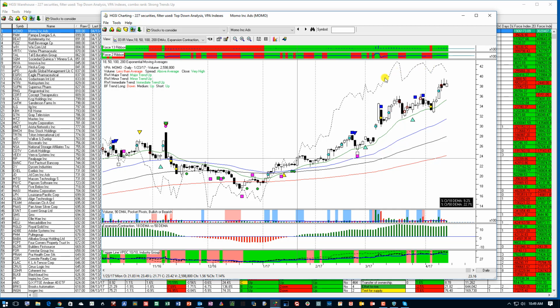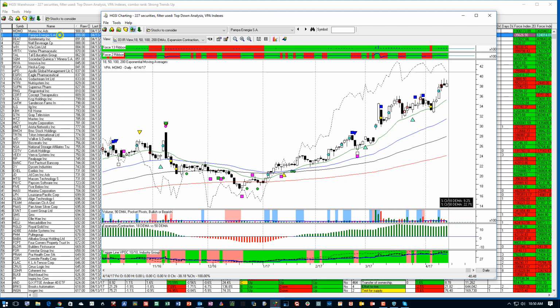And also this line right here represents the group that Momo is in, and you can see that the group has been struggling, and it's actually turned down the last few days. So Momo is trying to continue up, even though the group has come down. So these are many of the things that I look for. Let's just look at PAM.